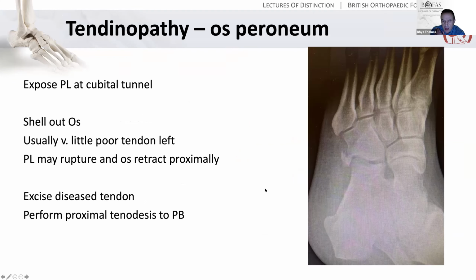If we're thinking about excising an os peroneum, then the surgery is performed just around the region of the cuboid. The os peroneum is then shelled out. Usually, I personally find that once you've shelled out a symptomatic os peroneum, there's not a lot of good tendon left. The peroneus longus is often ruptured. The distal end has gone underneath the foot, never to be found again, and the os and the proximal tendon has retracted slightly proximally. In this case, you excise the diseased tendon and perform a proximal tenodesis to the peroneus brevis.